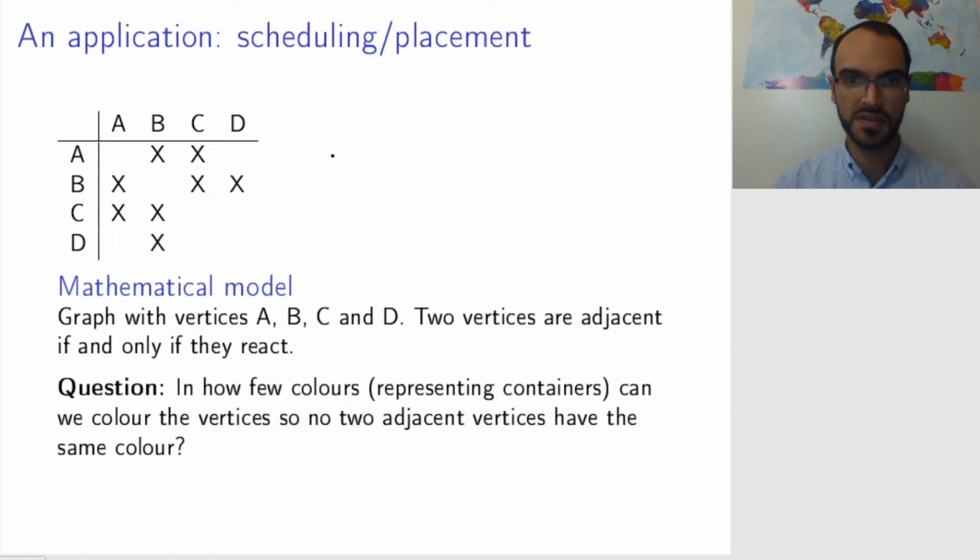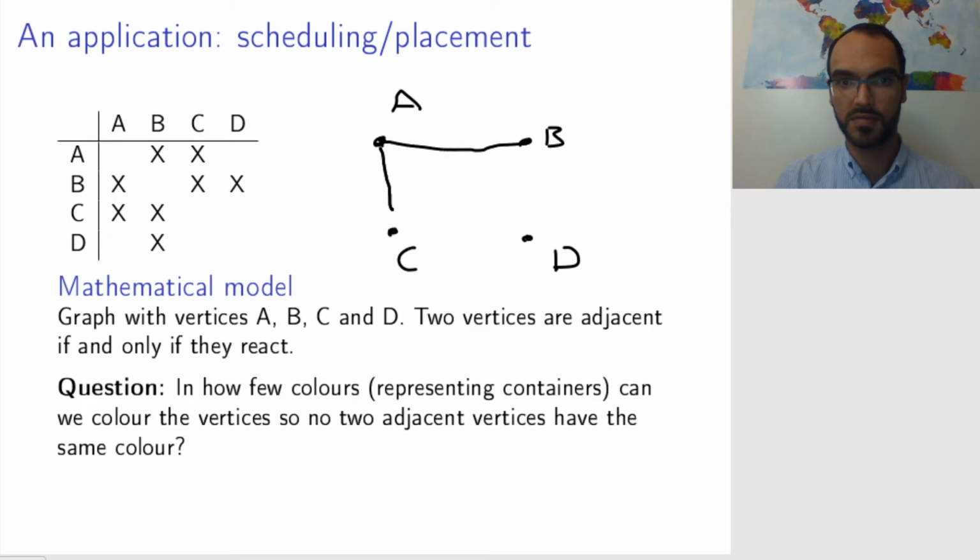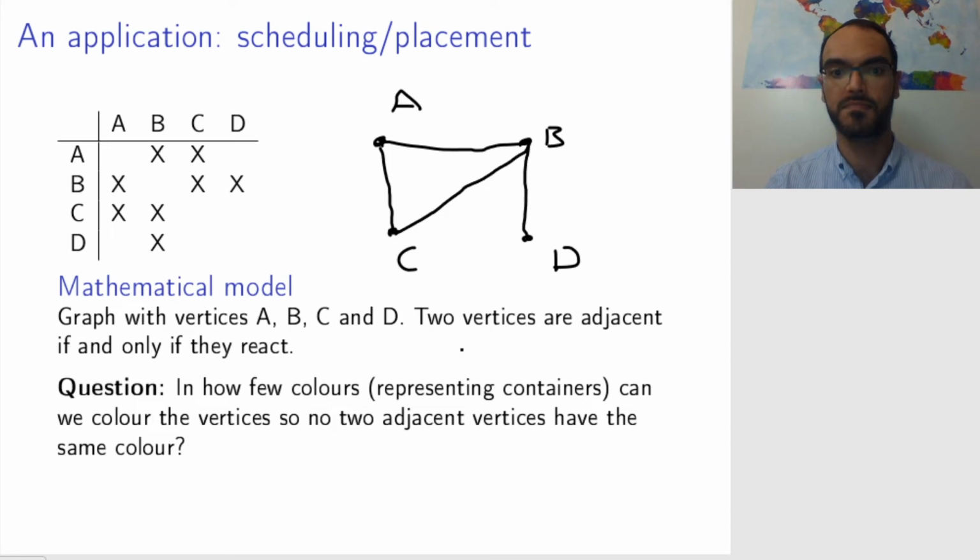So let's do this. So we have our A, B, C, and D. A reacts with B, A reacts with C. Obviously, this scheme is symmetric. B and C react with each other, and D only reacts with B. And then, what do we want to do? We want to place them in containers so that no two chemicals that react are placed in the same container.